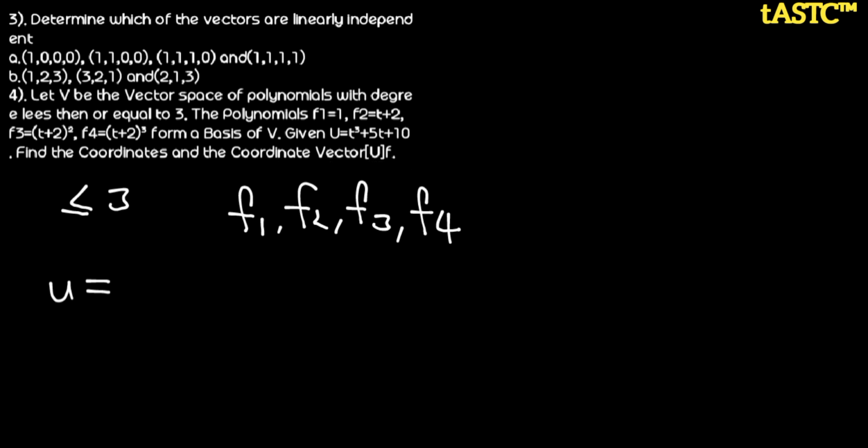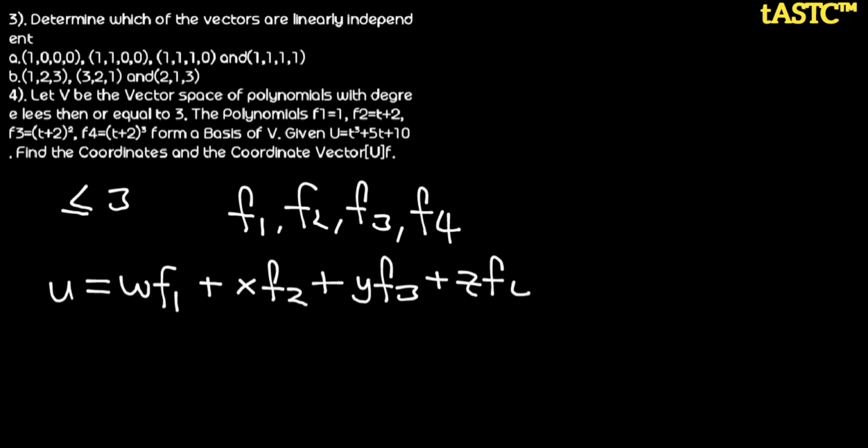So you should have something like this. I'm going to use a W multiplied by F1 plus an X multiplied by F2 plus a Y multiplied by F3, and we're going to have a Z multiplied by F4. So we're just going to keep U as it is without plugging in the numerical values of it. Later on, we're going to do that. Right now, let us focus on the right hand side.